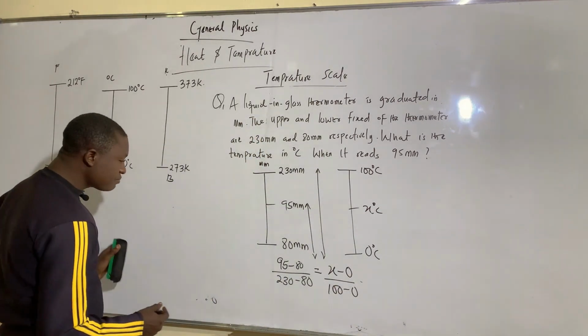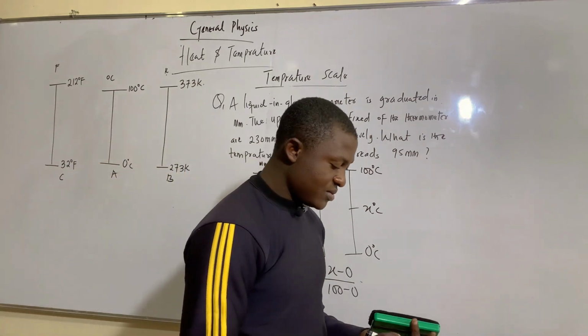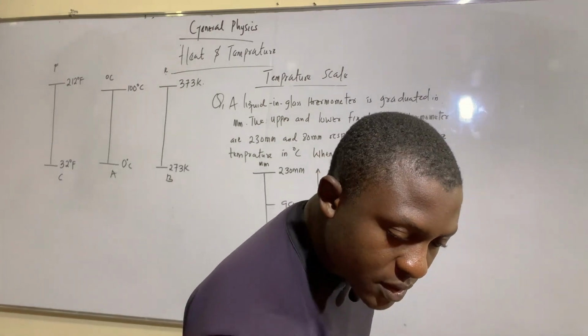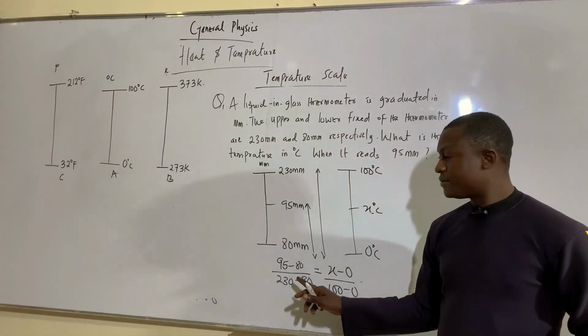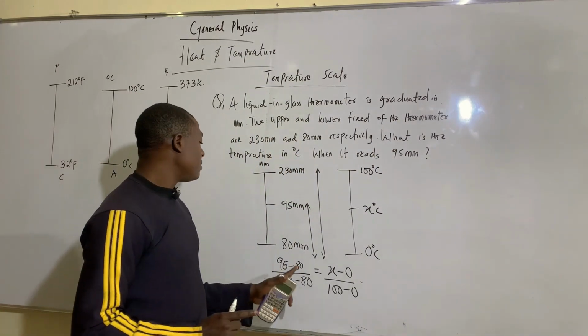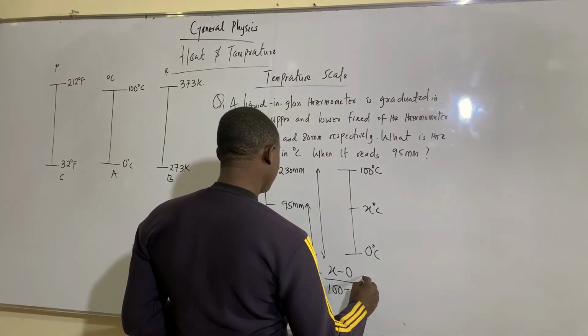So now, I'm going to rush myself here so that you don't have to be patient and solve this. For this side, if we have 95 minus 80, that is nothing but 15.